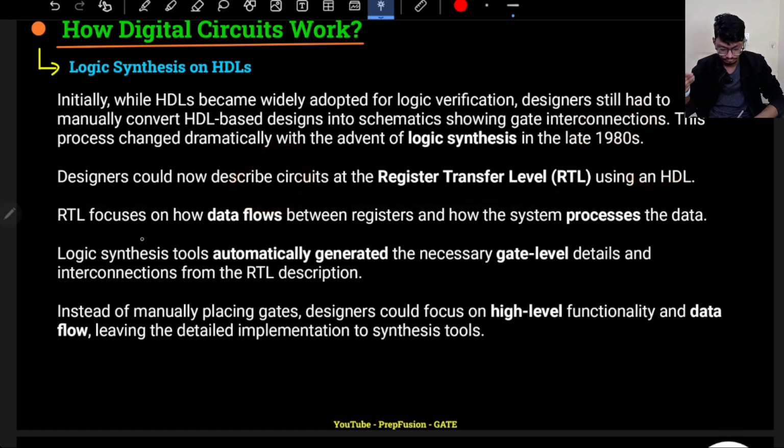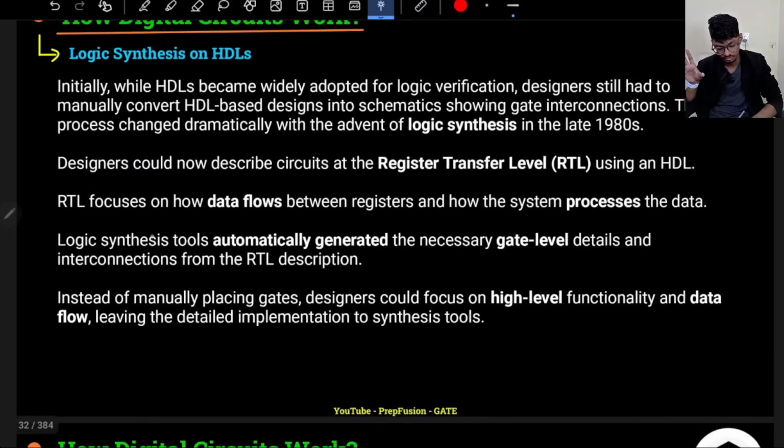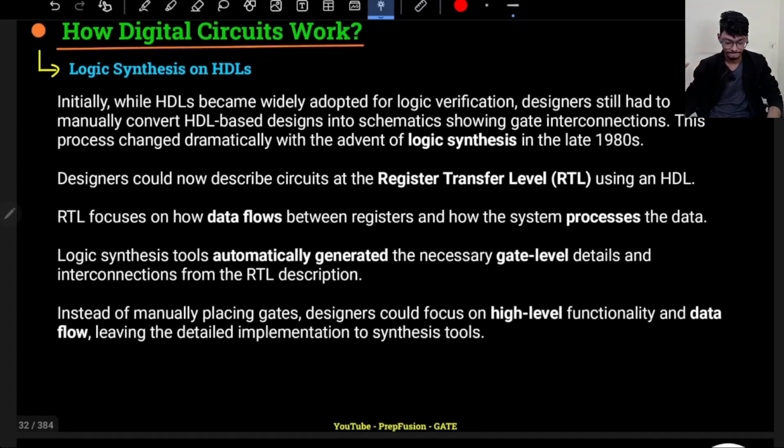Then there are synthesis tools. RTL focuses on how data flows between registers. A and B are here, and data flows through a full adder, then I get the output like this. RTL focuses on this, and on how the system processes the data. There I have an adder, sometimes a subtractor, then a multiplier, something like that.